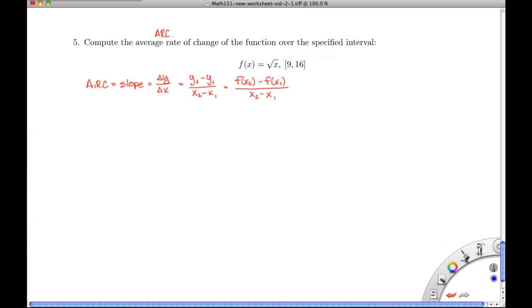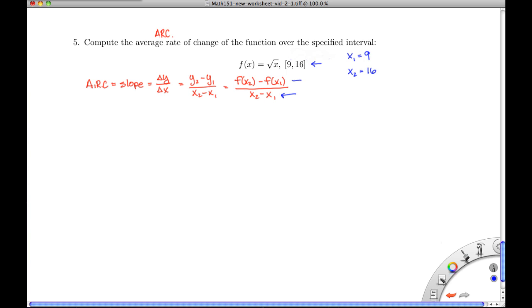So now we've got to go ahead and use this formula to calculate this average rate of change here. So let's think about what we actually have. Given that this is our interval, we're trying to find the average rate of change between x equals 9 and x equals 16. We can go ahead and start labeling some things. I'm going to let my x sub 1 be 9. I'm going to let my x sub 2 be 16. So that's going to take care of the bottom half of this formula for average rate of change.